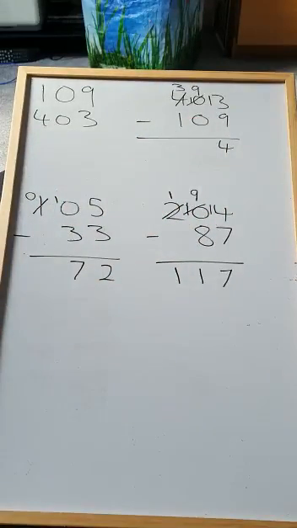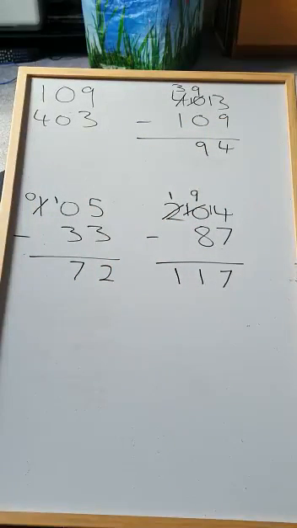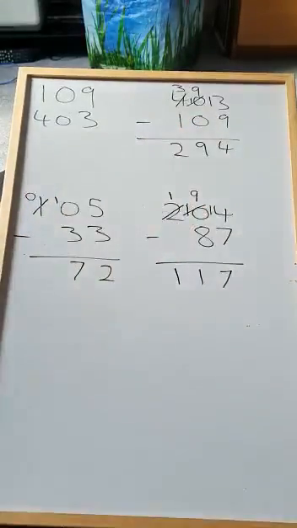The next column across, we've got 9 take away 0. 9 take away 0 leaves us with 9. And the final column, we've got 3 take away 1. 3 take away 1 is 2, which means that the answer to 403 take away 109 is 294. Now have a play around with that.